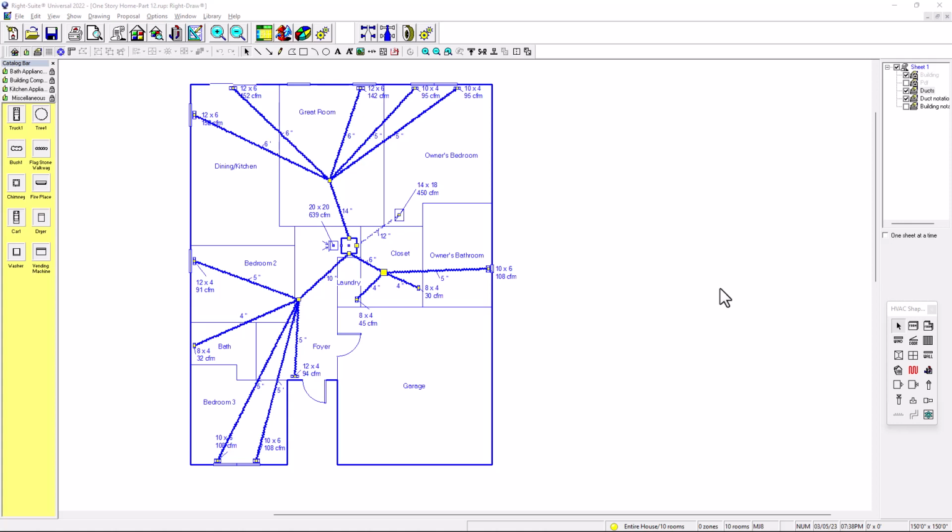Today we're going to be talking about the total effective length and the friction rate. All right, so let's get into it.